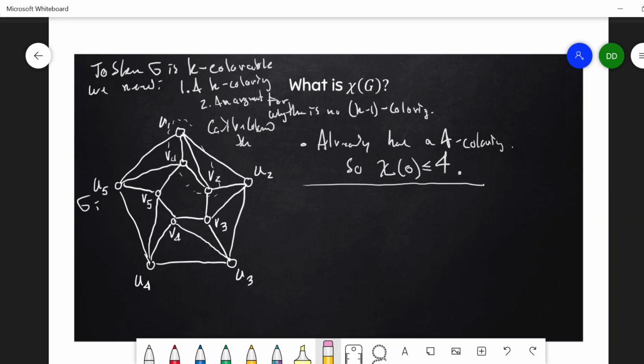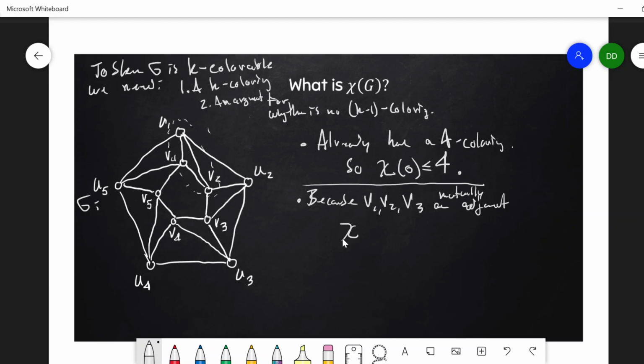So actually more than can't be colored the same, but must be colored distinctly. So that is a different color for each of these. These 3 vertices have to be colored distinctly, and so let's say because V1, V2, and V3 are mutually adjacent, we must use at least 3 colors. Chi of G is greater than or equal to 3.